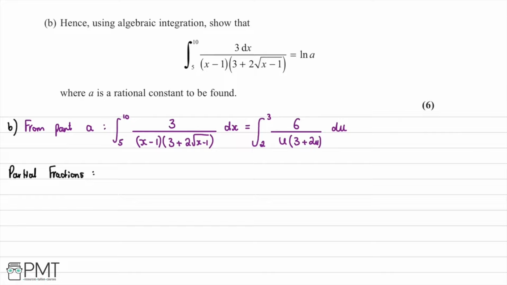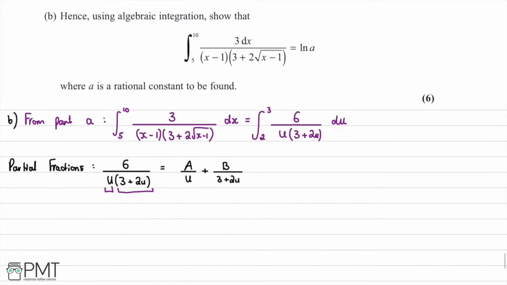So therefore, forgetting about the integral for the minute, we can say that 6 divided by u lots of 3 plus 2u. So we know here we can split this up into effectively u and 3 plus 2u, so that's our two factors on the bottom. This is going to be equal to a divided by u, and then we're going to add on b divided by 3 plus 2u. So we now need to find what the constants a and b are going to be.